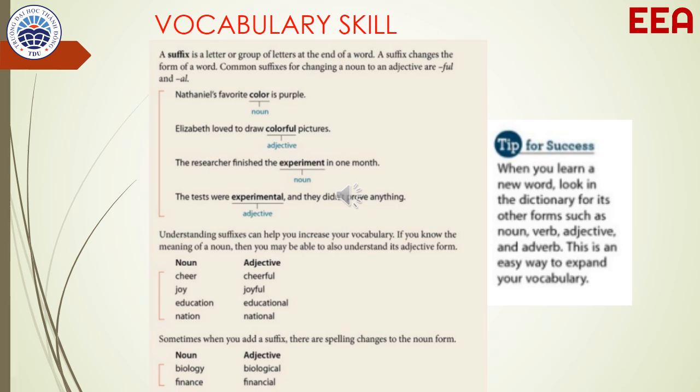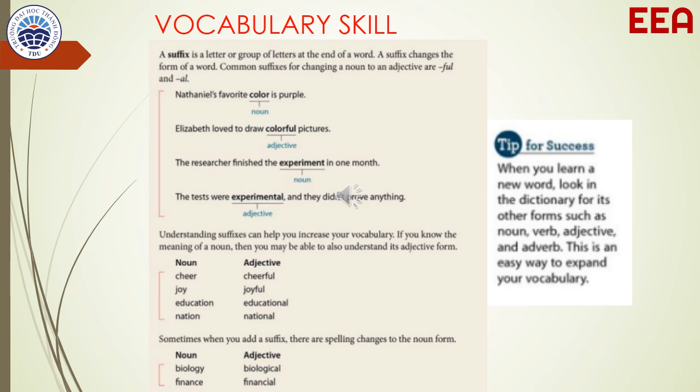Now we move to the vocabulary skill. In this part, you will learn suffixes. So, what is a suffix? A suffix is a letter or a group of letters at the end of a word. A suffix changes the form of a word. Common suffixes for changing a noun to an adjective are -ful or -al. For example, we have the noun color, and you can add -ful to change it from a noun to an adjective. We have the adjective colorful.